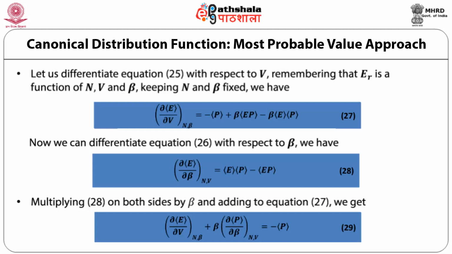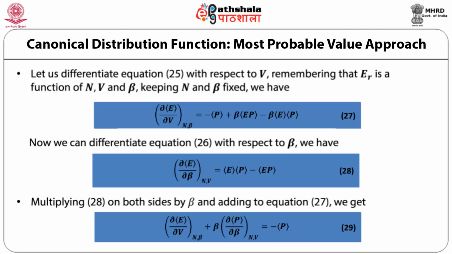Now we can differentiate equation 26 with respect to beta. We have partial derivative of mean value of E with respect to beta at constant N and V is equal to mean value of E multiplied by mean value of P minus mean value of EP together.